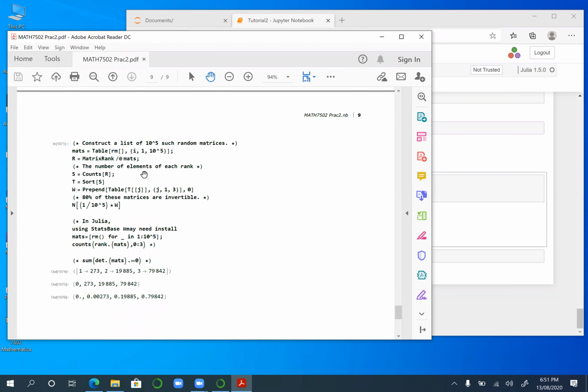Okay, so next what we're going to do is construct a list of 10 to the power of 5 such random matrices. Okay, and we'll call that list maths. And then what we're going to do is take the rank, I believe. Yeah, I thought we were taking the rank of these from memory.